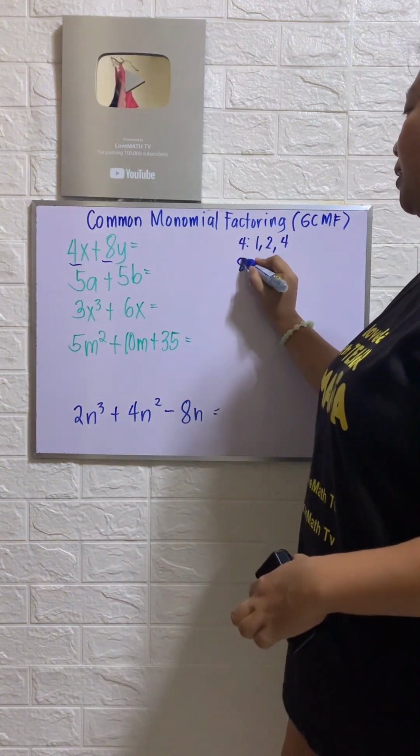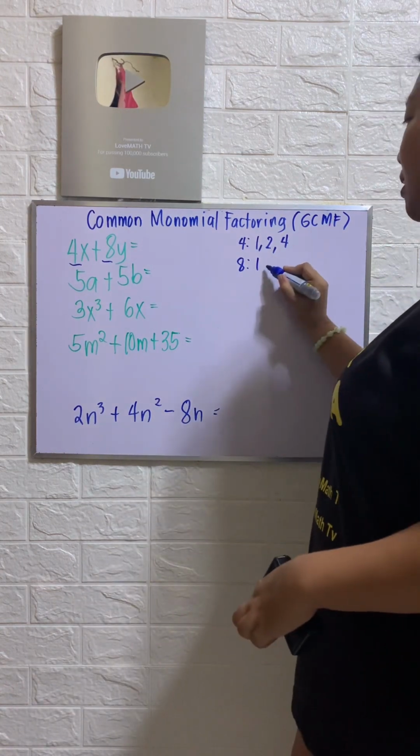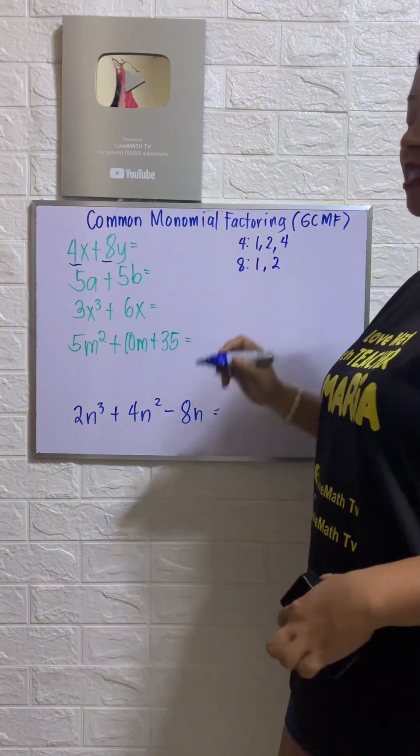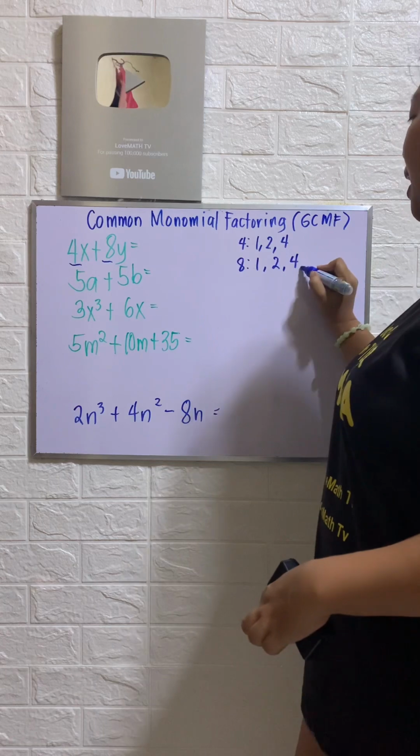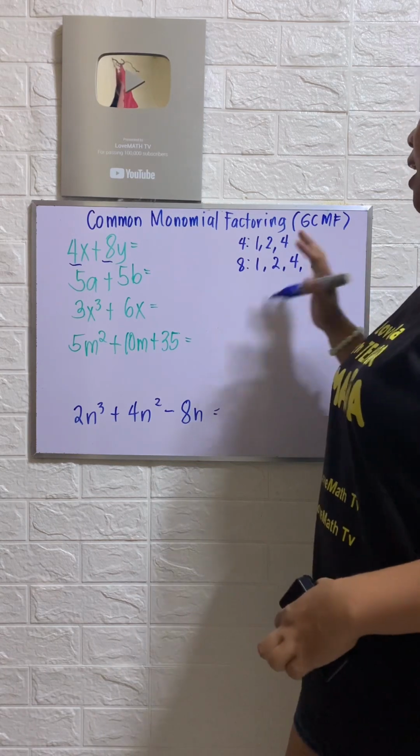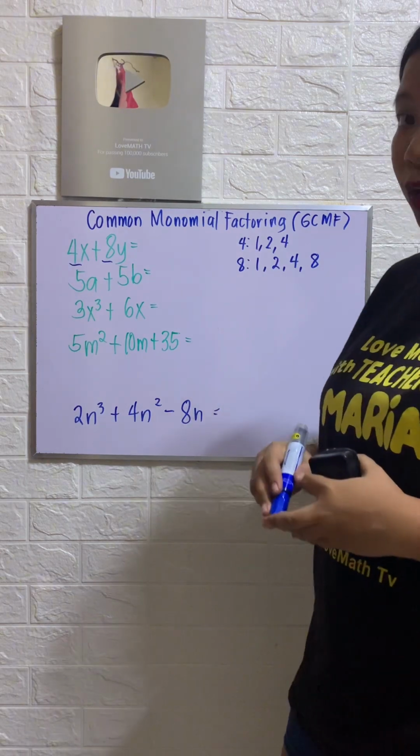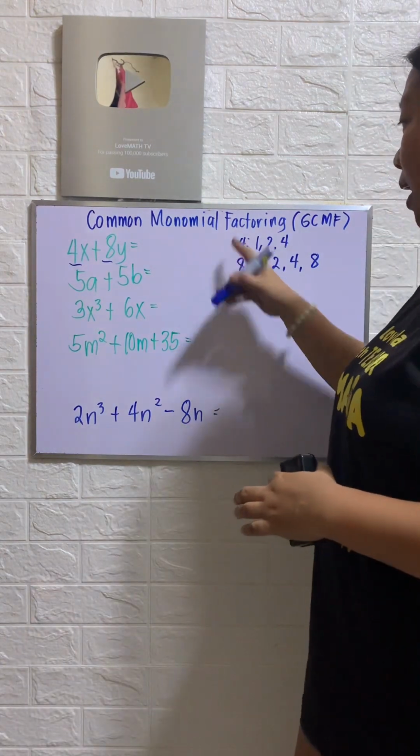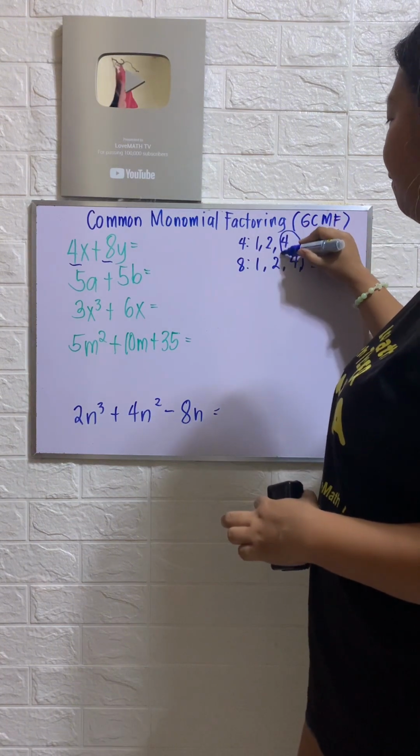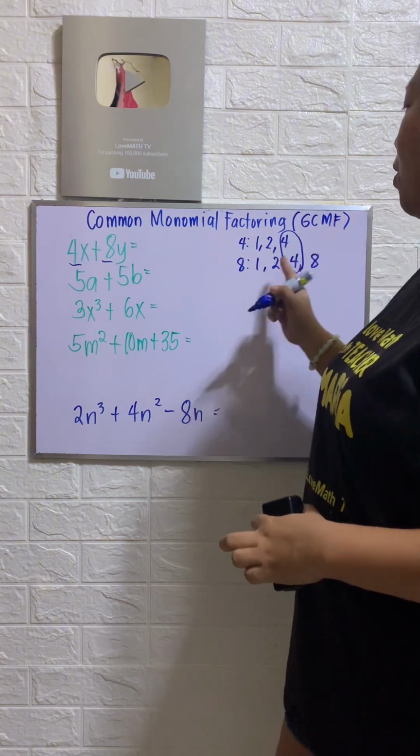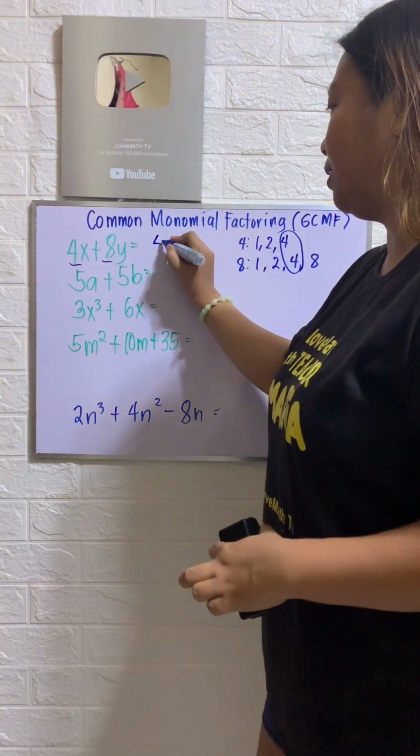How about for 8? Ano-ano ang factors ni 8? Pwedeng 1, kasi 1 times 8. Pwede rin 2, kasi 2 times 4. Also yung 4, kasi 2 times 4 is 8. And also yung sarili niya, 8. Now, looking at the factors, ano kaya yung pinakamataas na factor na common sa kanilang dalawa? Kitang-kita naman, di ba? It's 4. Okay? So, the greatest common factor of 4 and 8 is 4.